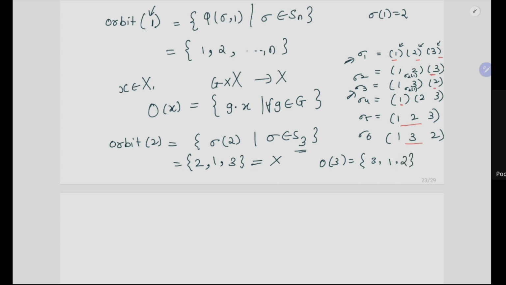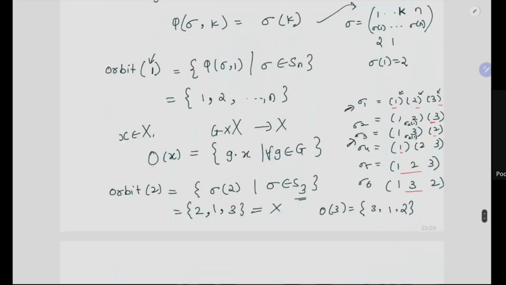So in this particular group action, the orbits are all equal for every element, but this need not be the case in general. We have a nice group here, but we can have orbits that are completely disjoint. For a different action, we can find different orbits. They may be disjoint. Yes, they will be disjoint.